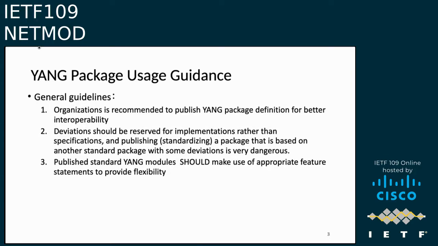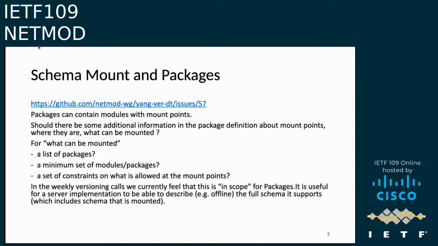And here is the package usage guidance related to what Rob and Blush just mentioned: publishing packages is recommended for better interoperability, and deviation should be reserved for implementation rather than specification. Publishing a package based on another standard package with some deviation is very dangerous because it cannot be changed after the standard is published. The published standard should make use of proper feature statements to provide flexibility. So this is the summary of the guideline from that section. Next, please.